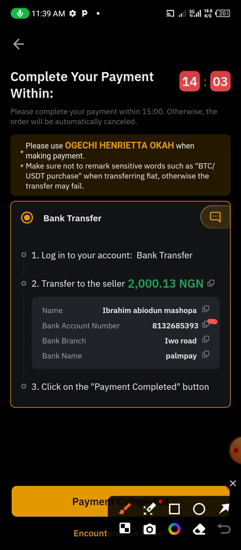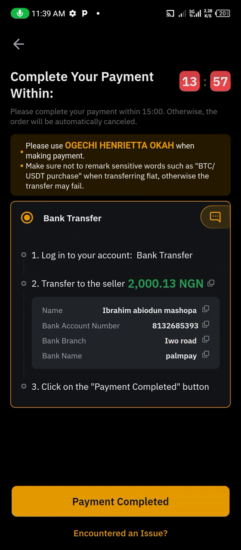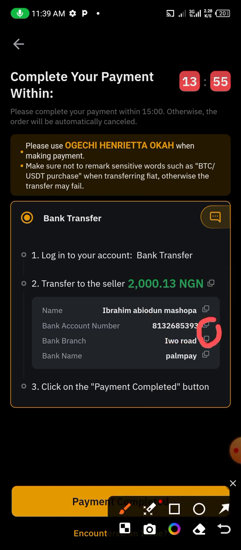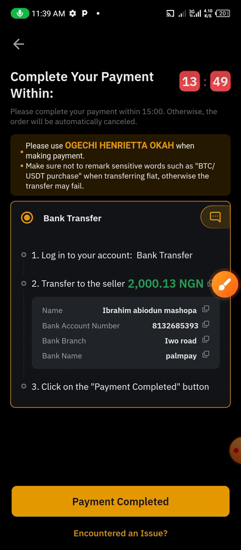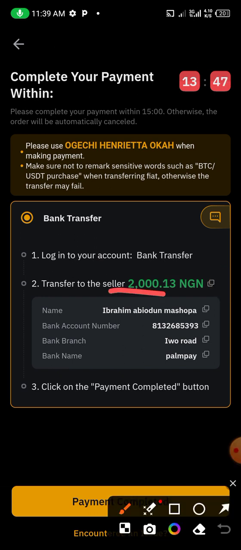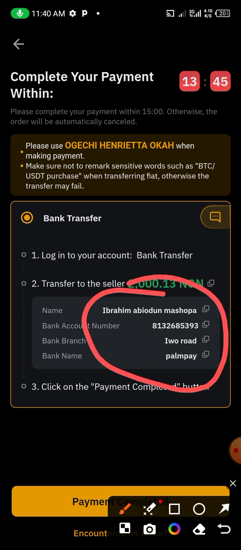This is his account number. I'll click on that little icon here to copy his account number. If you copy his account number, then remember that it is PalmPay. Look at his name, everything about him, his address, then his PalmPay. Okay, PalmPay is what you want me to pay with.